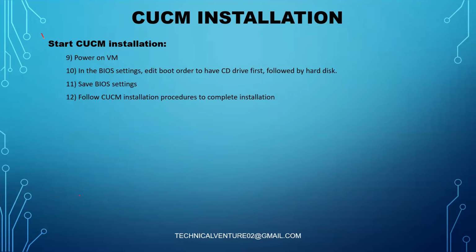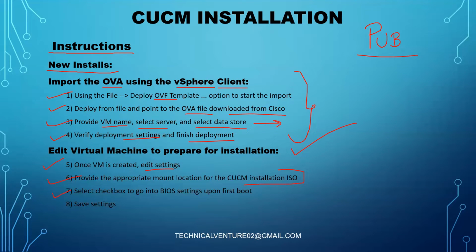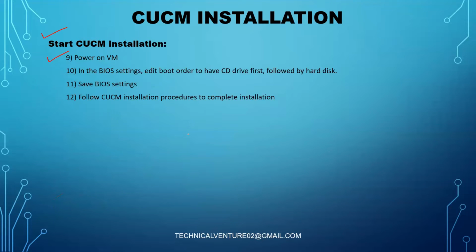Next, you need to start the CUCM installation. So the next step is to power on the virtual machine. Whenever you are doing these virtual machine settings, you need to power off the virtual machine after you create it. Then power on the virtual machine. In the BIOS settings, edit the boot order to have the CD drive first, followed by the hard disk. Save it. Then you can just follow the installation procedure, whatever it is showing on your ESXi vSphere client.